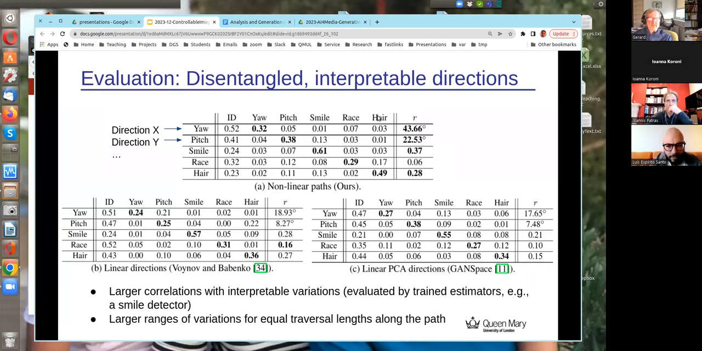And the angle, I think this is related, I forgot now what actually it is, but I think that it is related to the number of changes. So this is in degrees. Yes, for the yaw, degrees for the pitch. The smile is from 0 to 1. So it's much more interpretable.